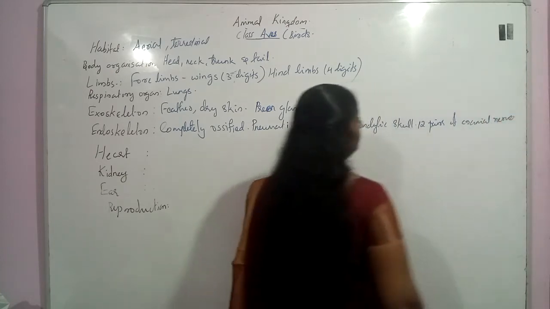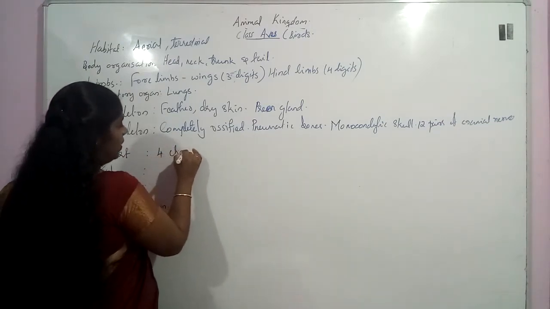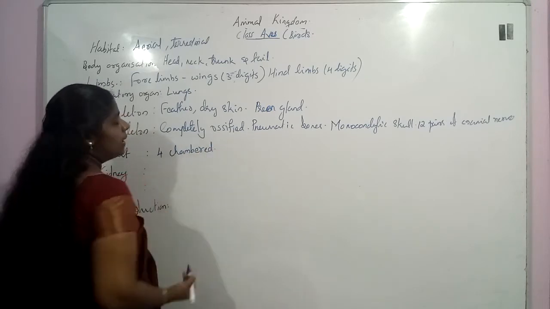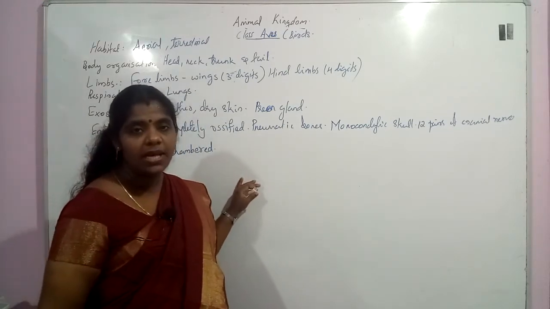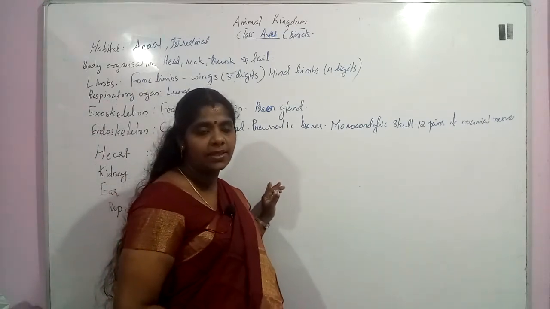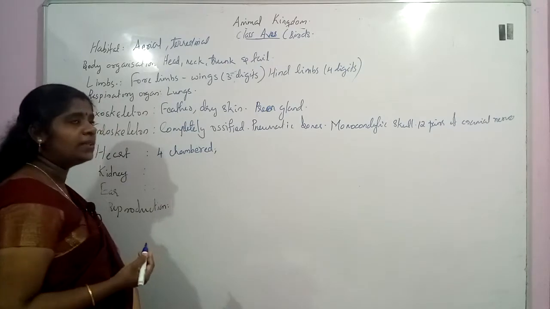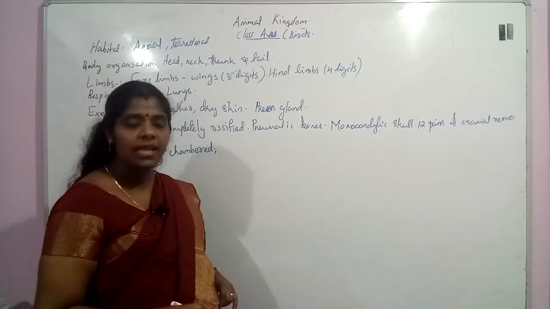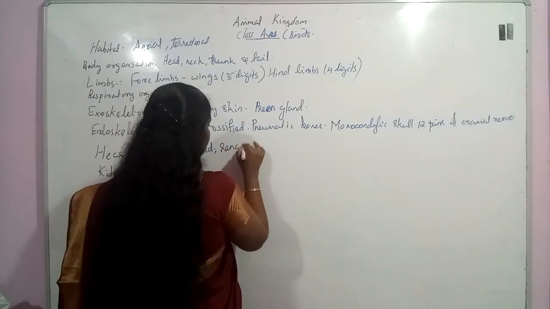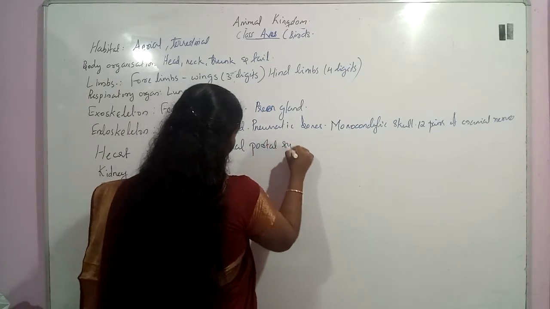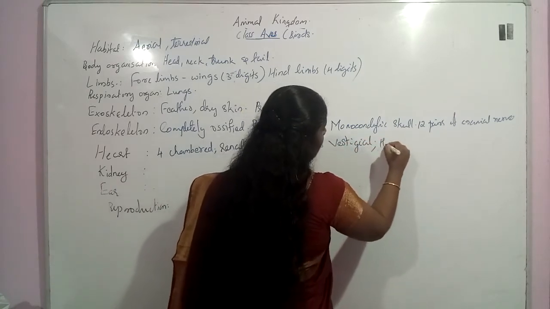And if you see this group of organisms, their heart is 4-chambered. Similarly, the renal portal system is absent, or rather we can say it is vestigial. It is just not used, it does not function at all, so using the term vestigial is better. The renal portal system is vestigial. The hepatic portal system is present.